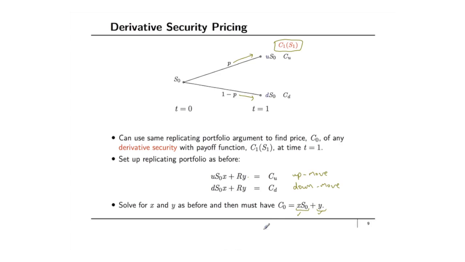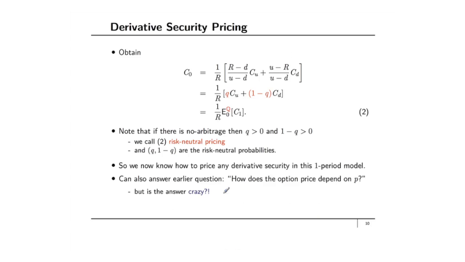For the exact same argument we gave a moment ago, if the price of the derivative security was less than this quantity, we could construct an arbitrage. If it was greater than the value of the replicating portfolio, we could again construct an arbitrage. Okay, so if you actually go ahead and solve these two equations and two unknowns, it's just two or three lines of algebra, you will find that C0, the fair value of the derivative security, can be written as 1 over R times (R minus D) over (U minus D) times CU plus (U minus R) divided by (U minus D) times CD.